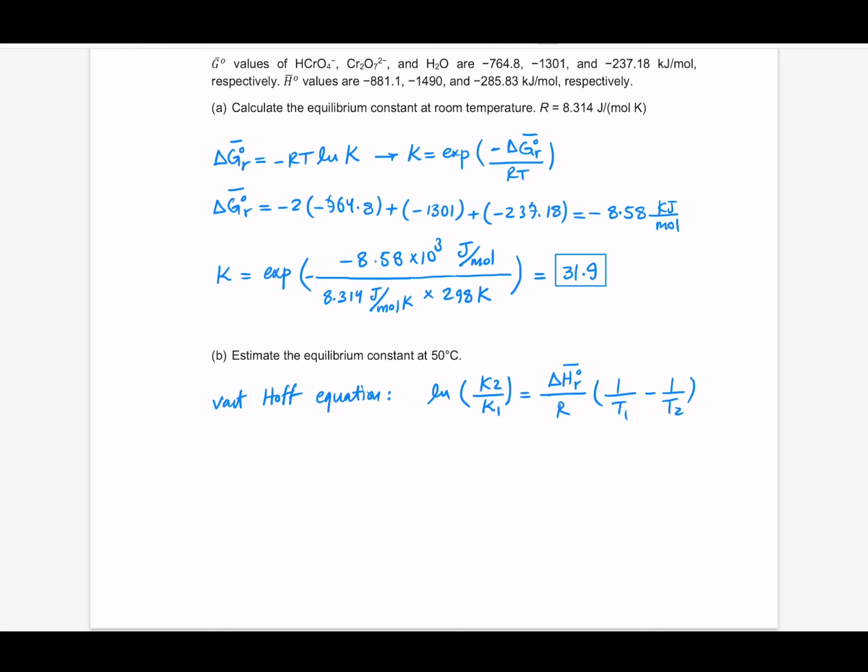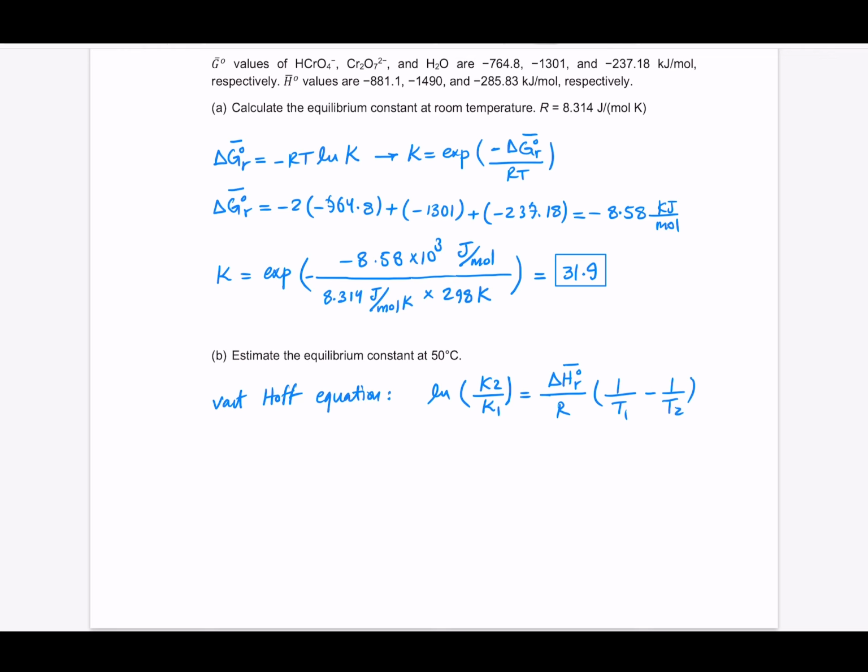What should we do next? Exactly, this one. This is given. For T1, we could use room temperature because we also have the K value. So T1 and its K value, we already have. K2 and T2 are what we're looking for. T2 is the temperature given, and K2 is what we need, the equilibrium constant.